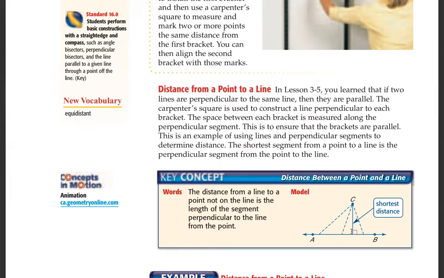Since it forms a right angle here, we can say that the solid line connecting point C to line AB at this point is perpendicular to this line. Therefore, whatever the measurement of this is, that's the distance between this point and this line, not the measurement of this broken line or this broken line or this broken line. It should be the perpendicular line.